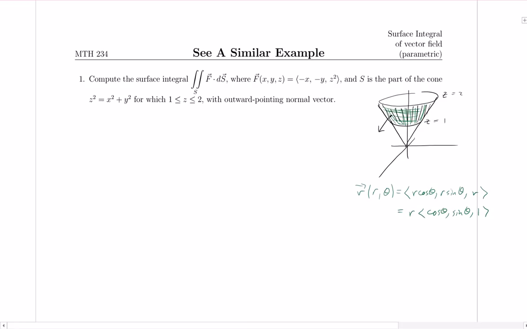And what are our bounds here? We have r in between 1 and 2, and theta goes all the way around. Oh, sorry, this should be 2, not the square root of 2. Z is equal to r, not r squared. So these are the bounds of our parameterization.